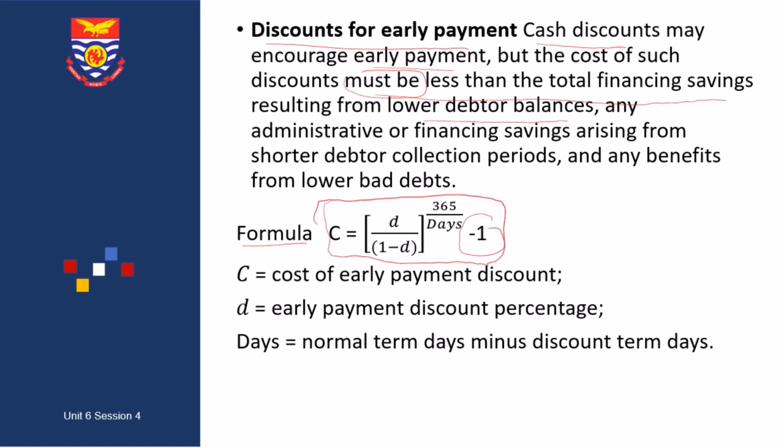So let's define the variables. C here represents the cost of early payment discounts, D is the early payment discount percentage, and days is the normal terms minus the discount terms. Maybe the normal terms were 10 days and the discount terms are 5. If you pay within 5 days, we give you a discount of this. So that is the discount terms, and the early payment discount percentage that was set is the D. I hope you understand the variables.